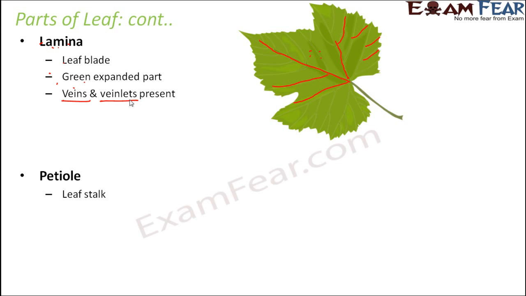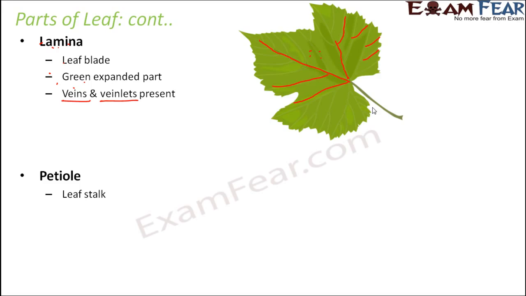Let us talk about the next part of the leaf, that is the petiole. Petiole is nothing but the leaf stalk. So this leaf stalk is petiole, right? What do you think would be the function of a petiole? Obviously it holds the leaf. Only if the leaf blade is there, something has to be there to hold it in place. So petiole does that job.